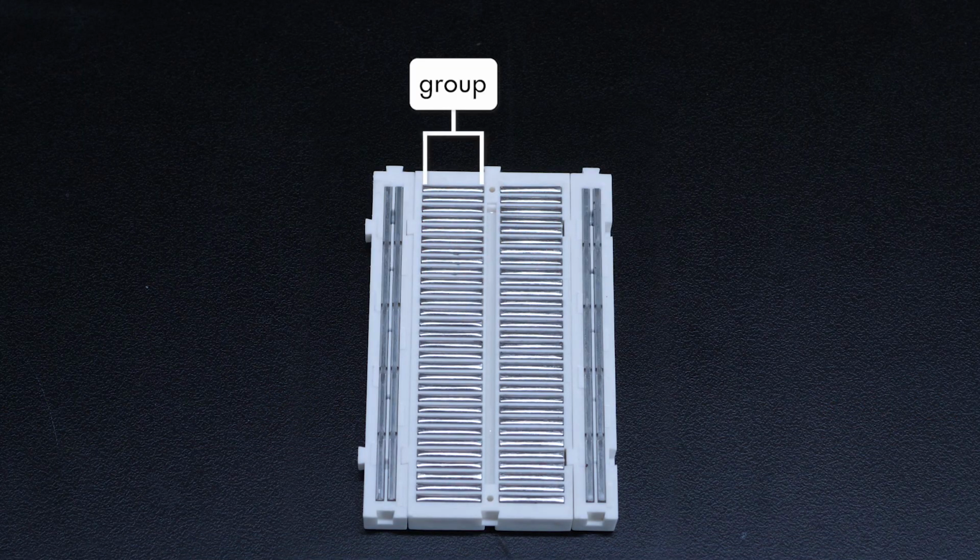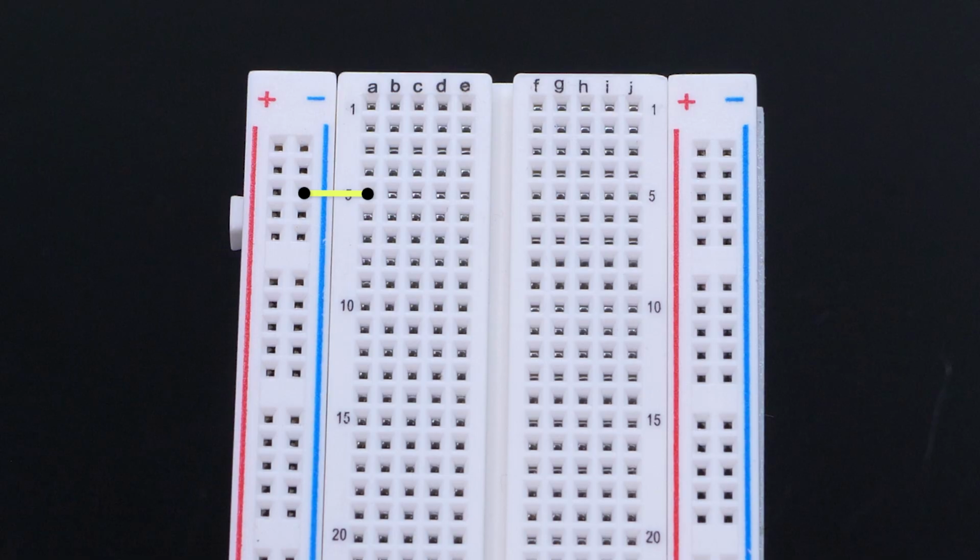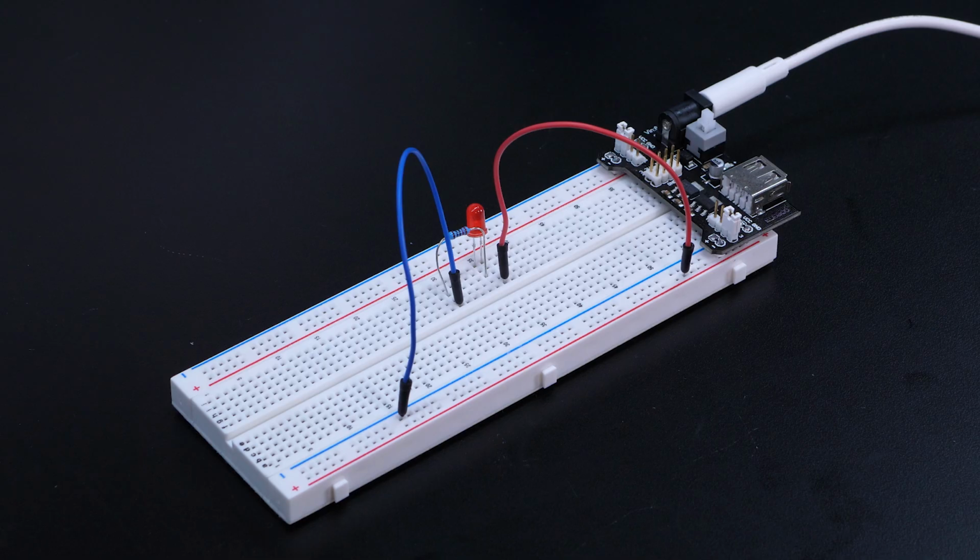Each group of 5 sockets in a row are connected to each other inside the breadboard. So supplying power to one socket in a group supplies power to all the other sockets in that group. If a wire connects socket 5A with the power bus, power is supplied to all 5 sockets in that group. Here is what a simple DC circuit looks like on the breadboard.